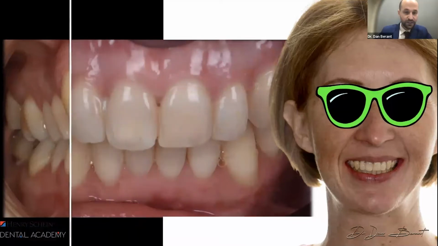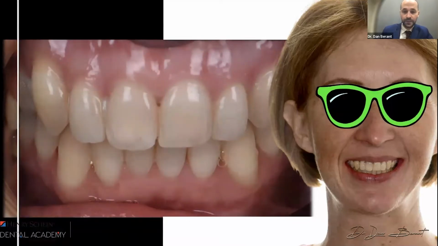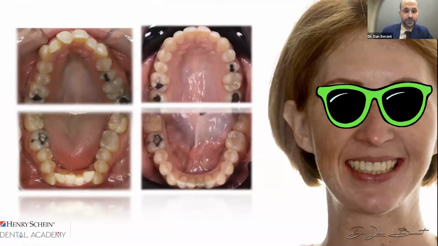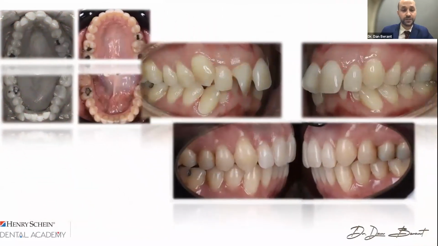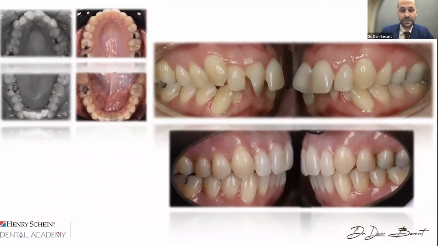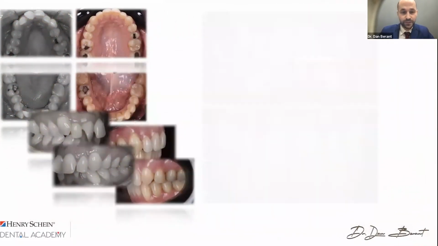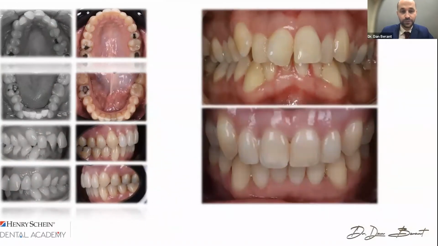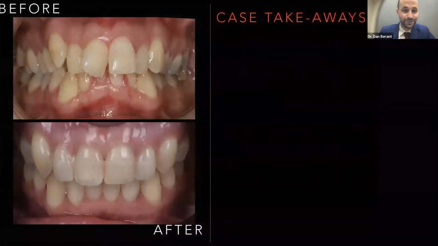And so here we can see the before and after. And also, if we look at the occlusal shots, we can see how nicely we were able to expand her airway, expand her arch, and also align her teeth and provide this patient not only with improved function, decreased pain, improved sleep, also an aesthetic smile that she cannot stop showing off to all her friends.